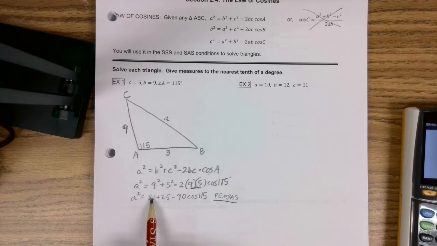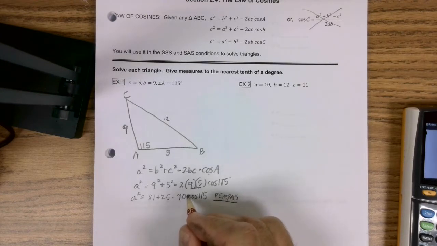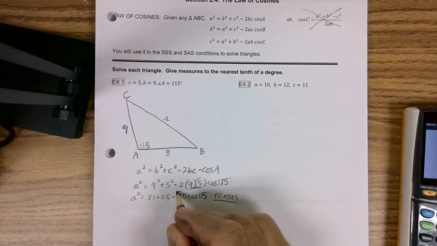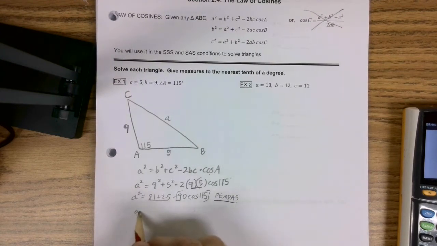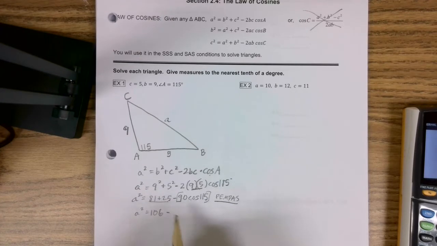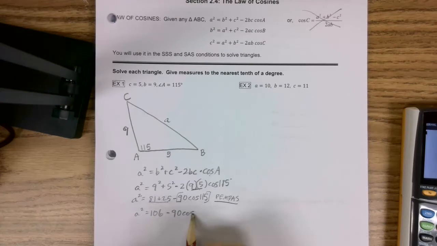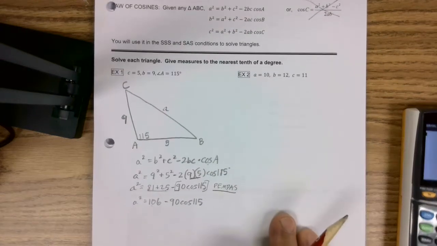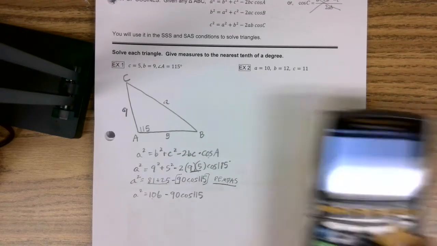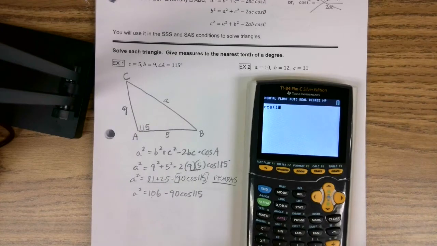Because look, a lot of students would go 81 plus 25 minus 90. And you see that 90 is connected to cosine of 115, so that's one thing we're going to calculate. We can go ahead and add the 81 and 25. A squared equals 106 minus 90 times cosine of 115. So we're whittling it down. Now can I go 106 minus 90? No way, Jose. We have to take cosine of 115.